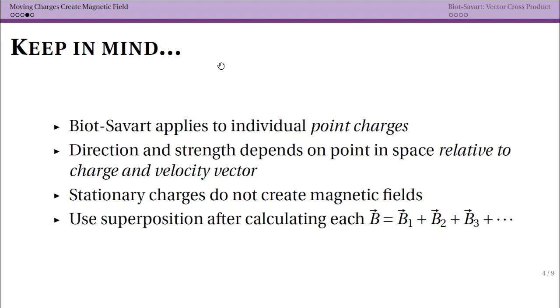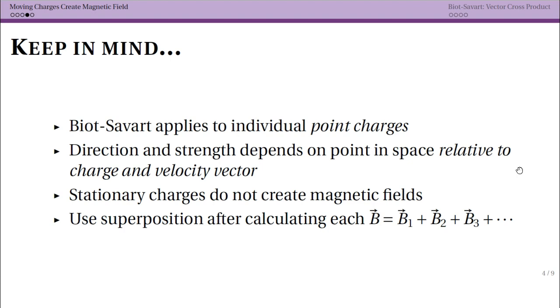So the direction and strength depends on a specific point in space. Where are you, how far away are you, and what angle are you at with respect to the velocity vector? So keep in mind that you can't just plug one value in and know what the magnetic field is doing over all of space. One thing that's important is to note that velocity appears on the top. So if your velocity is 0, you do not get a magnetic field. Now note that if a charge is moving, it still does create an electric field, but right now we're focused on magnetic fields.